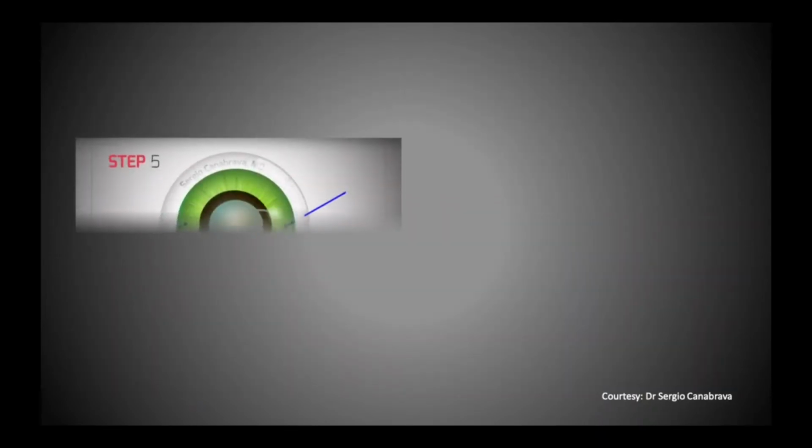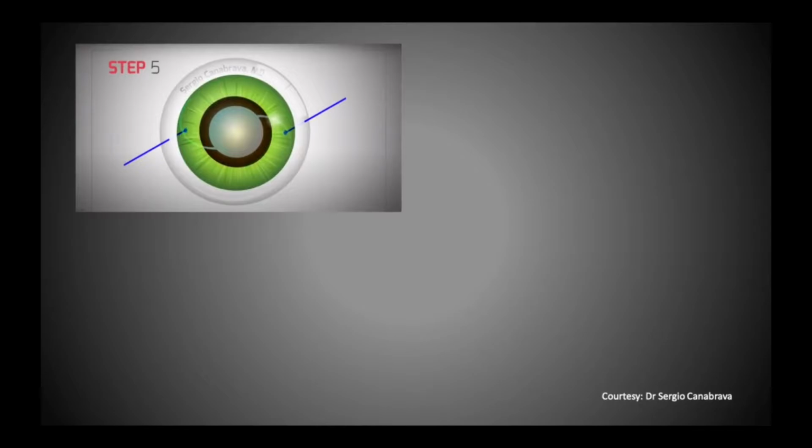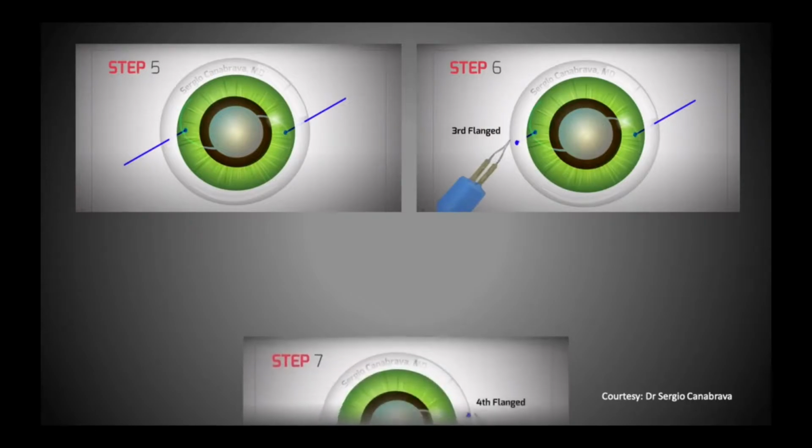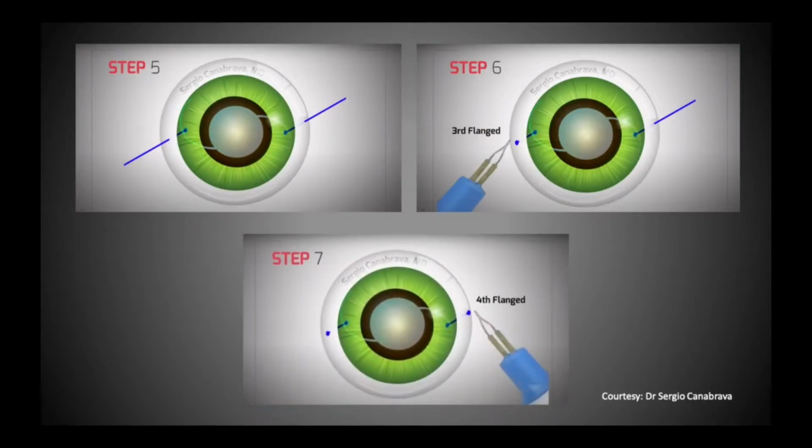Step 5. Insert the intraocular lens into the eye and center it with the Prolene. Step 6. Cut the suture and make the third flange. Step 7. Cut the other end of the suture and make the fourth flange.